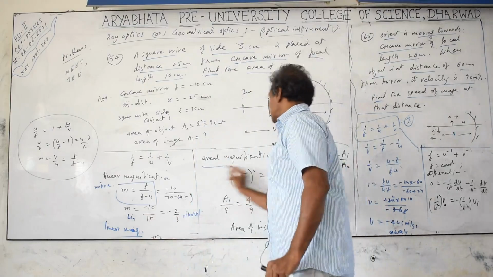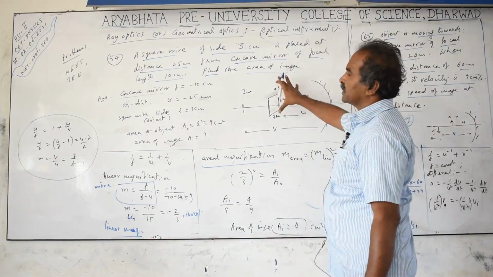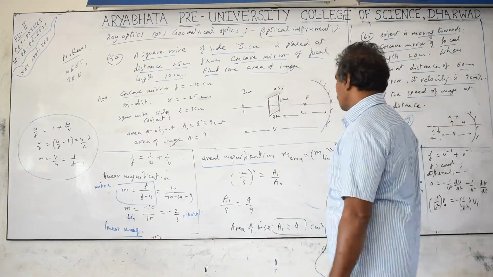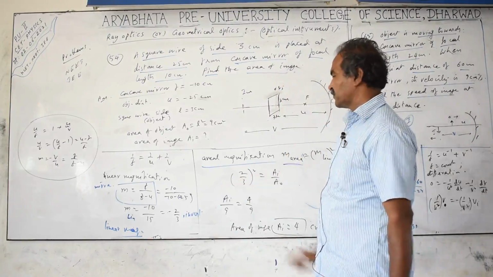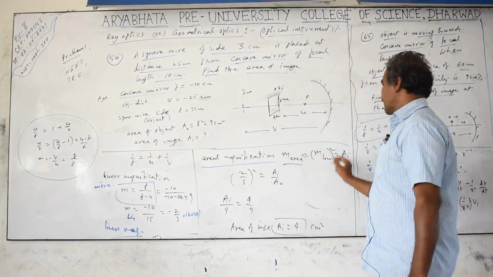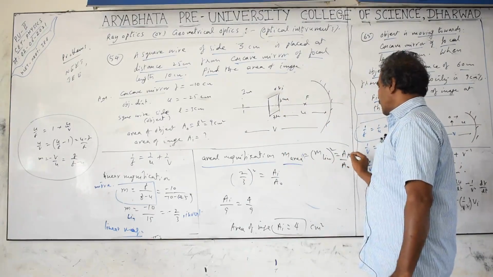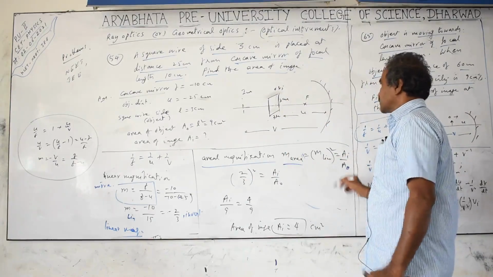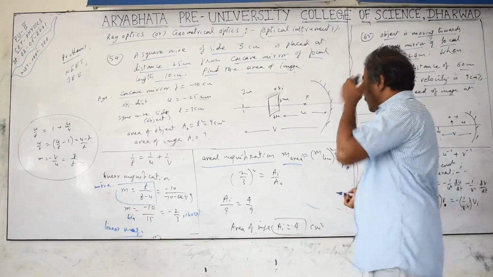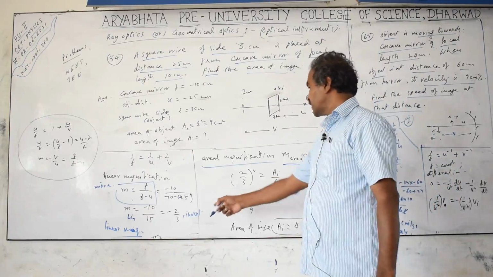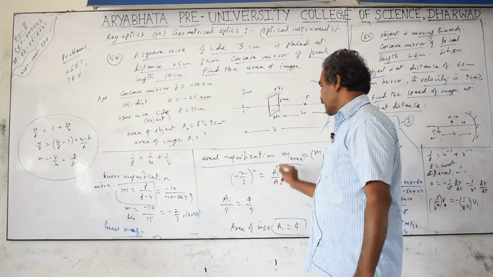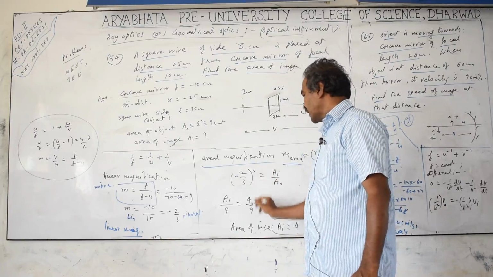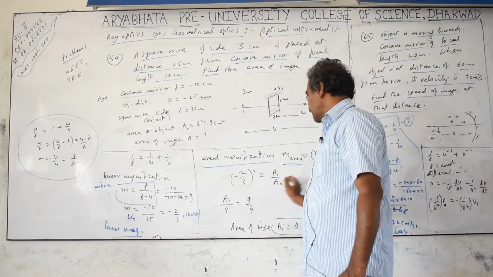Areal magnification: area means length into breadth, square, you have to take the relationship. So the magnification of the area, the areal magnification, is the square of the linear magnification. Square of the linear magnification is equal to area of the image by area of the object. Areal magnification is also area of the image by area of the object. So the linear magnification is 2 by 3, squaring it, minus, don't bother with it, minus square becomes plus only. Area of the image by area of the object equals 4 by 9.